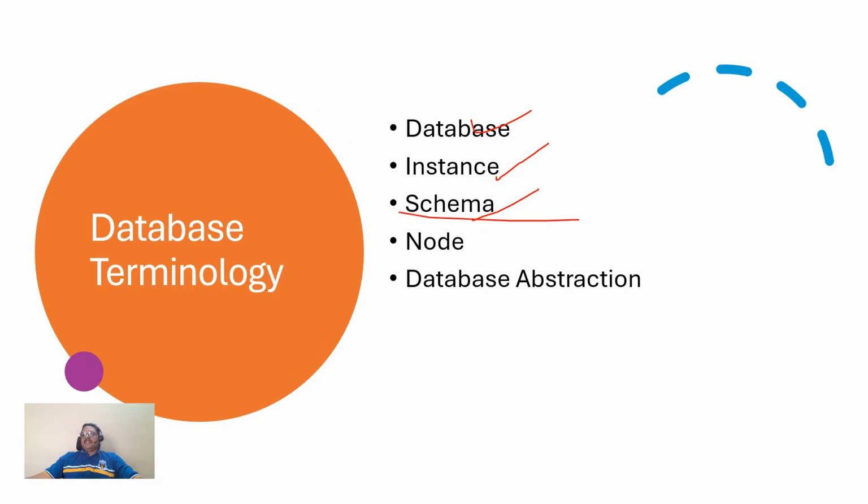Then we have the node. It's a big setup where you have many cupboards spread across different rooms. Each cupboard or server is called a node in the system. Okay, so understanding these terms is foundational for effective communication and management. So database, instance, schema, and node, they are the database terminology.